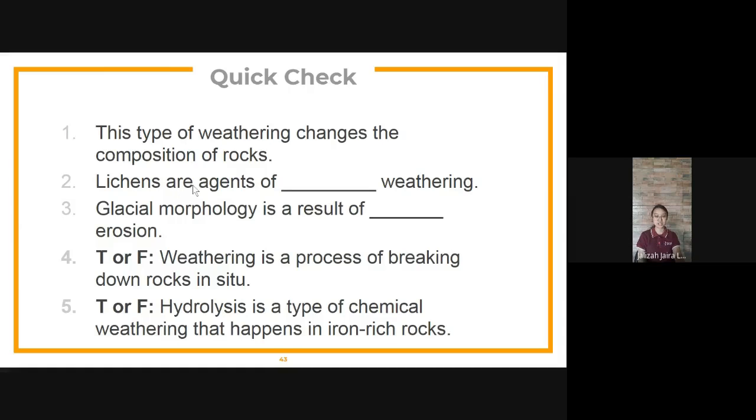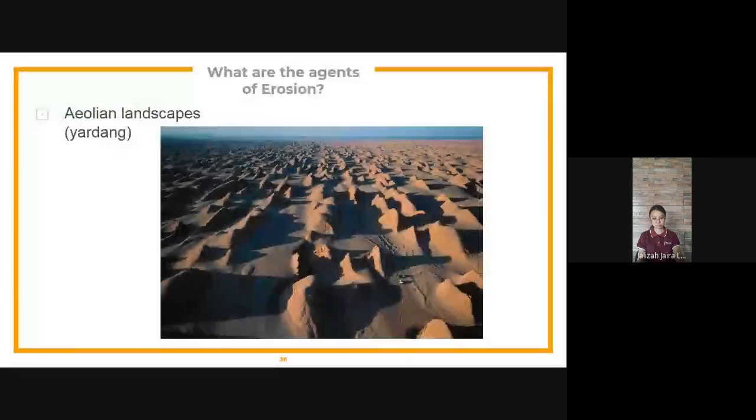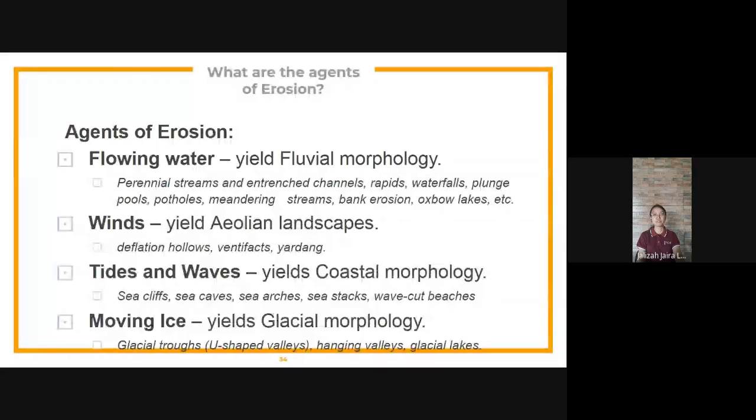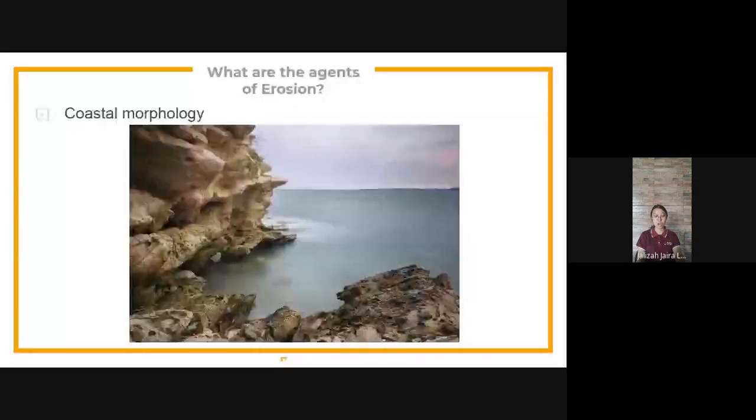Number two, lichens are agents of blank weathering. You're right, biological weathering. Good job. Number three, glacial morphology is a result of blank erosion. So when we talk about glacial morphology, it's brought about by your agents of ice, or in other terms, your moving ice. Oo, I forgot the answer so I went back. Oo, I'm human.